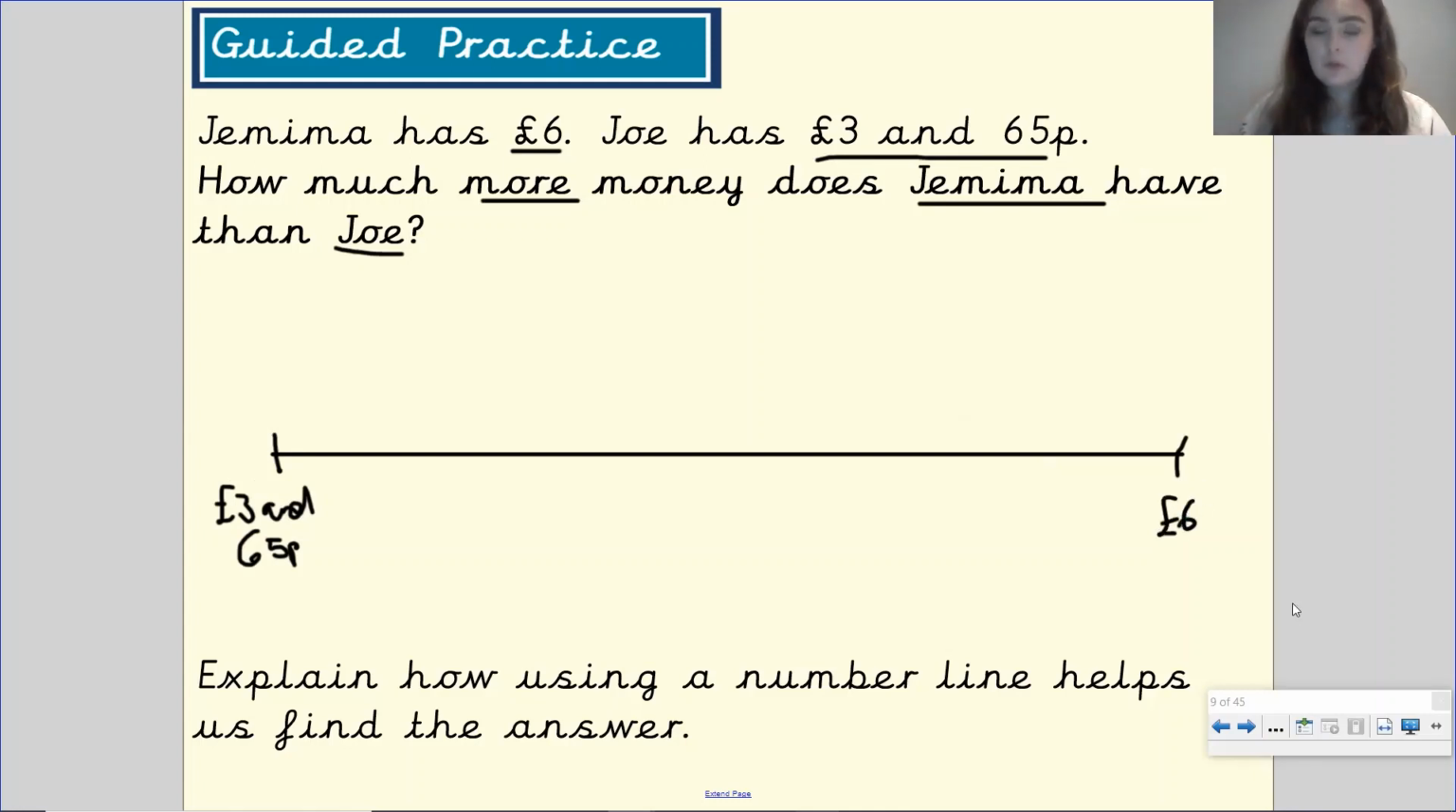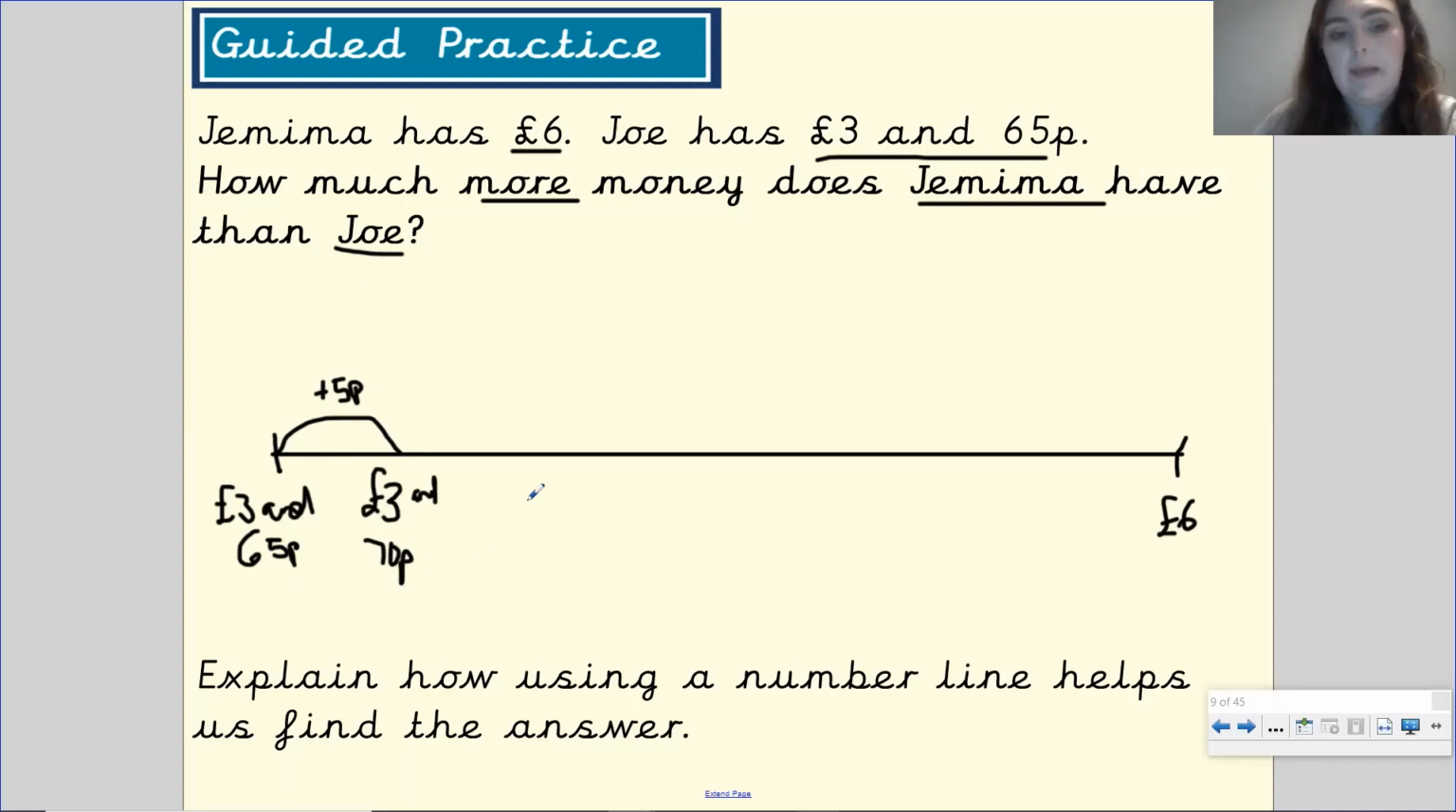Now, I want you to use your knowledge of knowing what coins we have to then get from £3.65 to £6. Now, looking at this, I want to get to the next 10. So 65 pence, how much would I need to add to 65 to get to the next 10? Pause the video and have a think. Well done. If you said 5 pence, I'm going to add 5 pence on here. And then this has now become £3 and 70 pence. Okay.